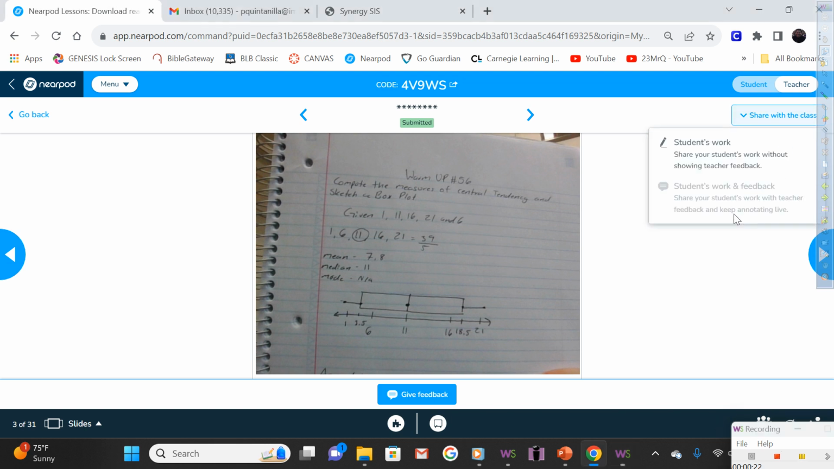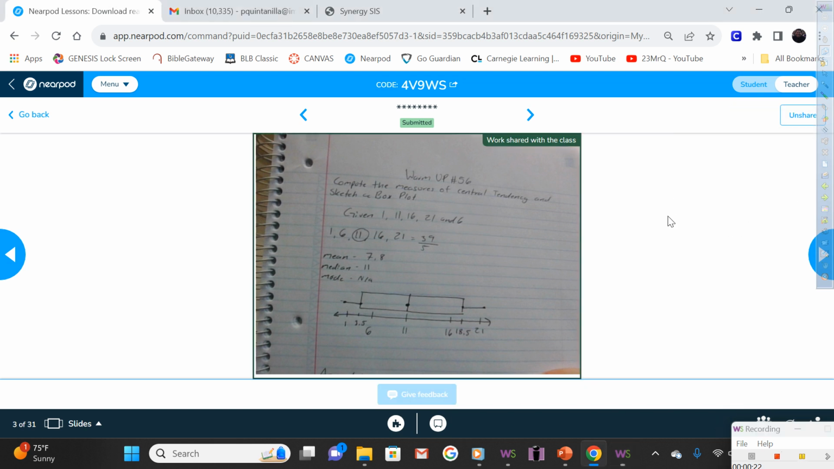All right. Check your work on your screen. There's the box plots. Good, yes.